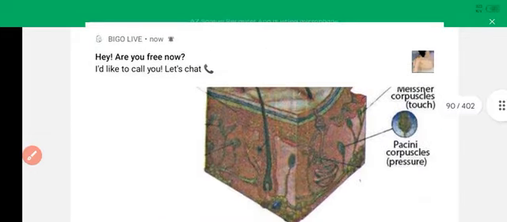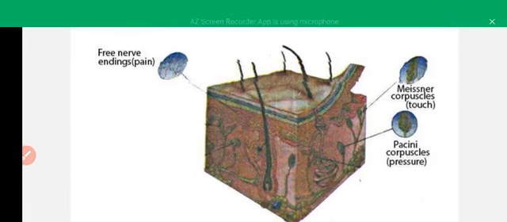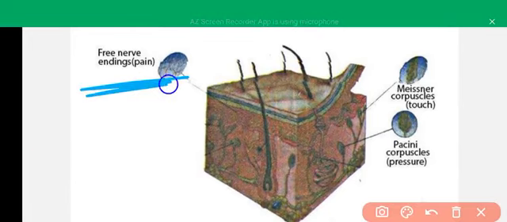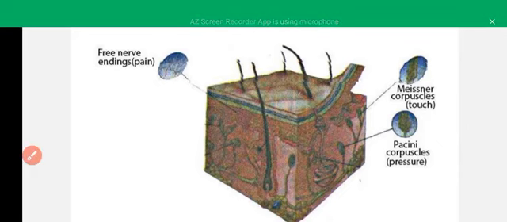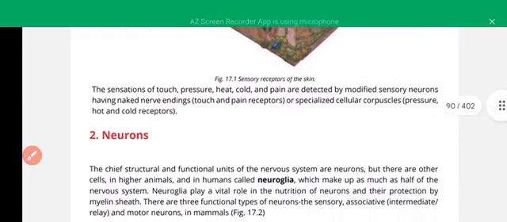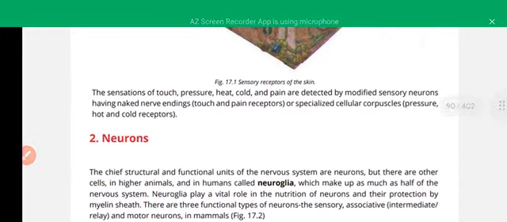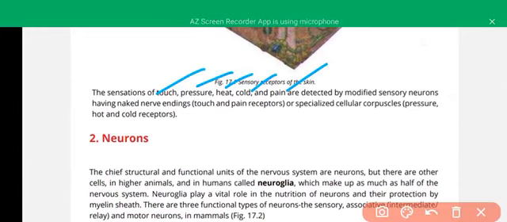These are the different types of receptors. These are the free nerve endings. Meissner corpuscles for touch, Pacinian corpuscles for pressure. They are situated deep and their shapes are also given. They are very important. Sensations of touch, pressure, heat, cold, and pain are detected by modified sensory neurons.